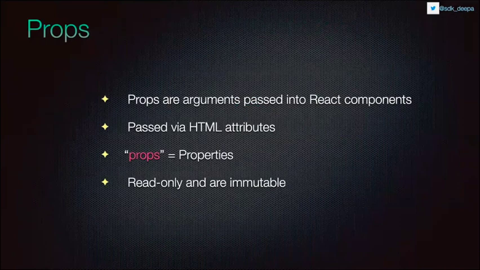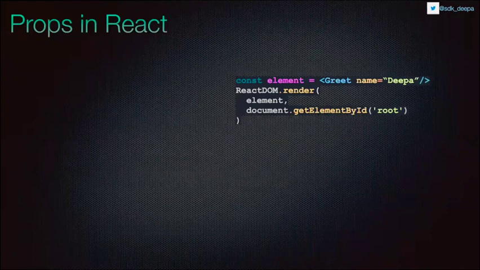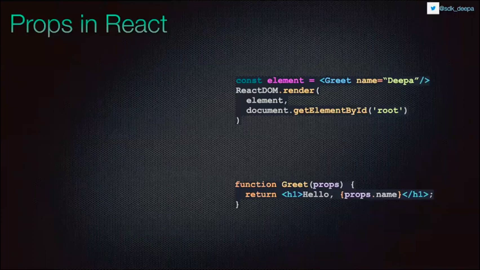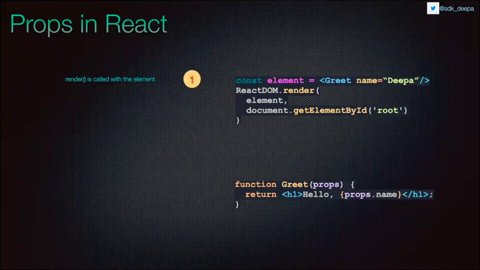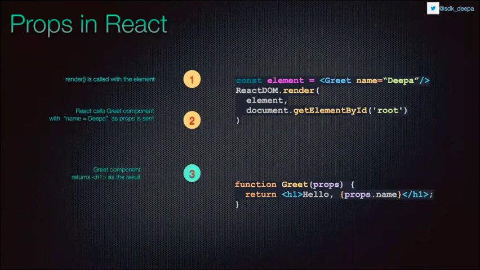Now, moving on to props. What are props? Props are properties that are passed into React components, and they are passed via HTML attributes. Like I said before, they're immutable and read-only. Here I have an element, which is what you would find inside of index.js, and here is a component that I created with greet. The render method at the top is called with the element, and then React calls the greet component with name Deepa. The greet component returns the h1 tag with the result, and finally the ReactDOM.render method updates the DOM and displays hello Deepa in the UI.